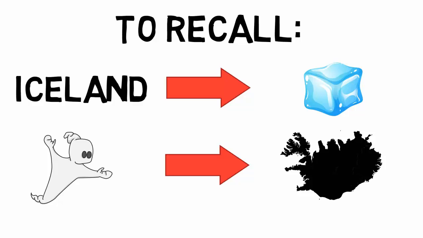So if you're given the landmass of the country, all you have to do is this process in reverse. You're going to start with the landmass, then you're going to end up with the country's name.